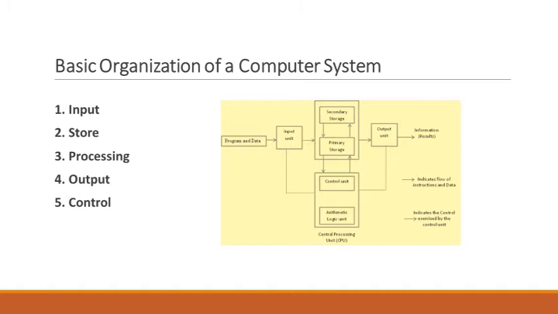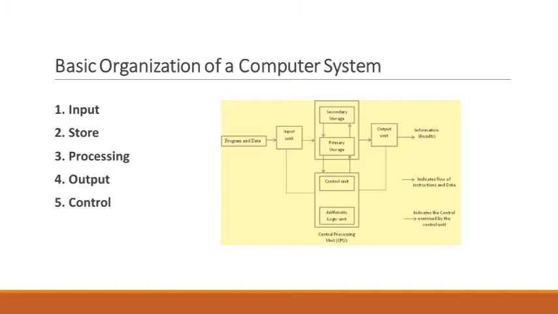So that's regarding the processing. Now we have the output, which means the process of producing useful information or results for the users, such as a printed report or a visual display. Then we have the last one, which is the control.